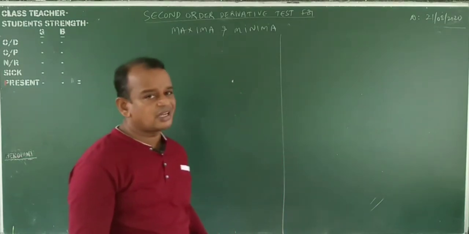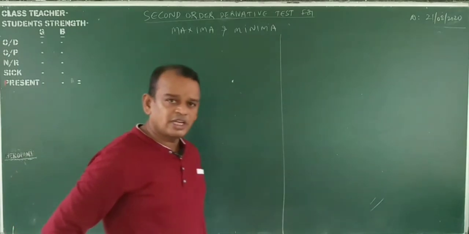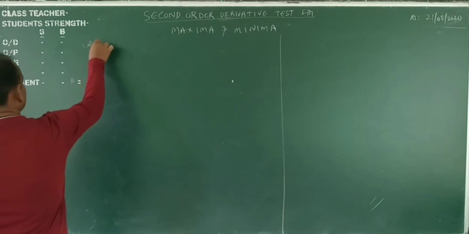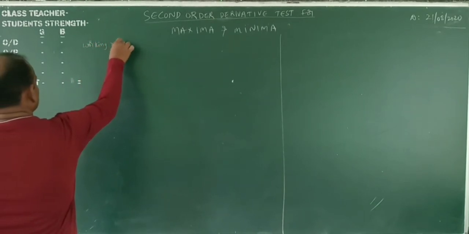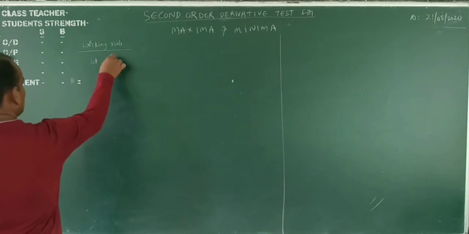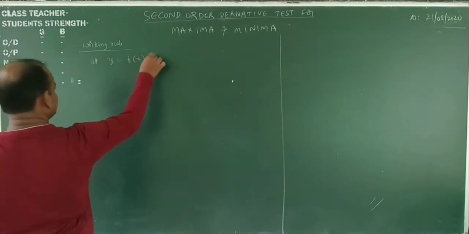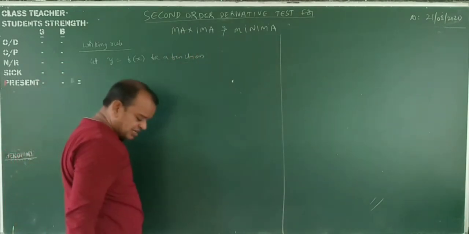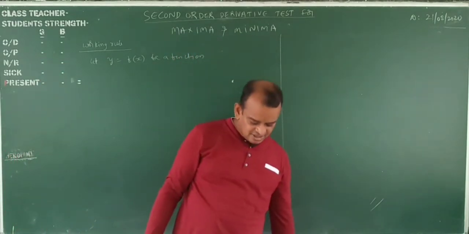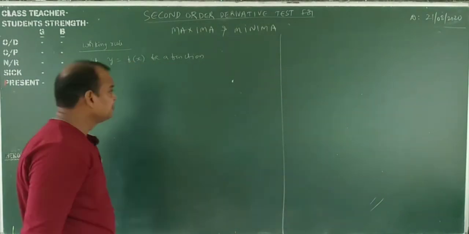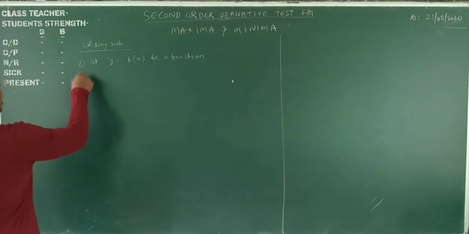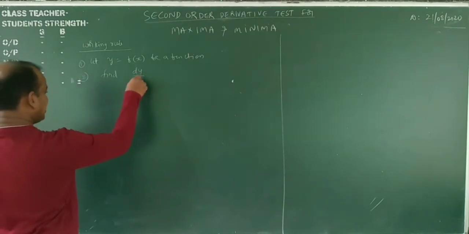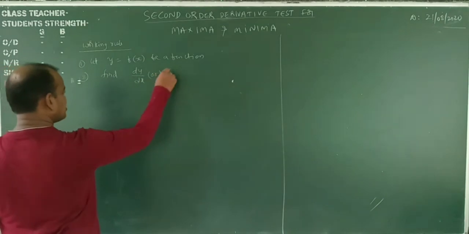Second order derivative test, how to do? Simple. First, the working rule. What is the working rule? Let y is equal to f of x be a function defined in the closed interval, whatever it may be, my dear friends. Second step: find dy by dx, or f dash of x.